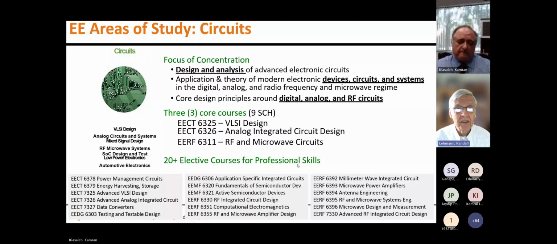The circuits concentration deals with many types of electronic circuits, devices, and circuit systems, and primarily we ask you to take 3 core courses. You see those listed there: VLSI design, analog integrated circuit design, and RF and microwave circuits. We want you to get some foundational understanding of each of those. After that, you may take elective courses in all of them, or one of them, or 2 of them, or wherever you'd like. But we would like to get you at least the basics so that you can feel prepared to select other elective courses later.